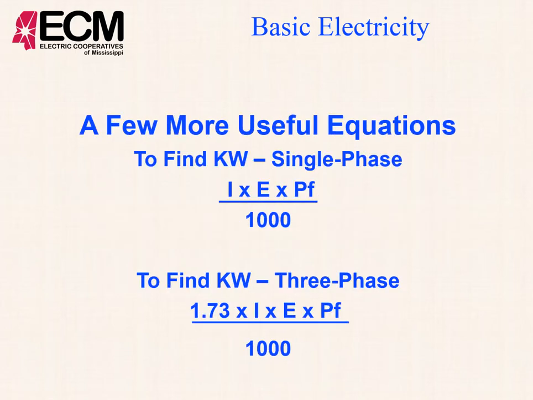A few more useful equations. We're almost done. We've got about 4 more slides. Finding the kW of a single phase. Remember, K is 1,000, so you just divide by 1,000. You take the current, multiply it by the voltage and the power factor, and divide that by 1,000.